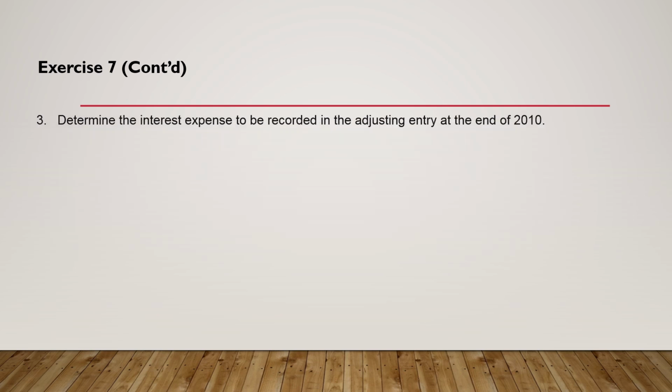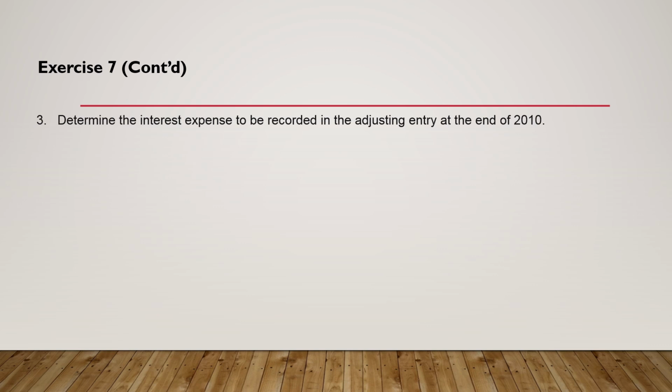Okay, moving to requirement number 3, determine the interest expense to be recorded in the adjusting entry at the end of 2010. If you remember, on December 31st, 2010, we need to record an adjusting entry for the accrued interest expense for the note taken from the UMB Bank. The note of the UMB Bank was taken on November 28th, and the term of the note is 60 days.